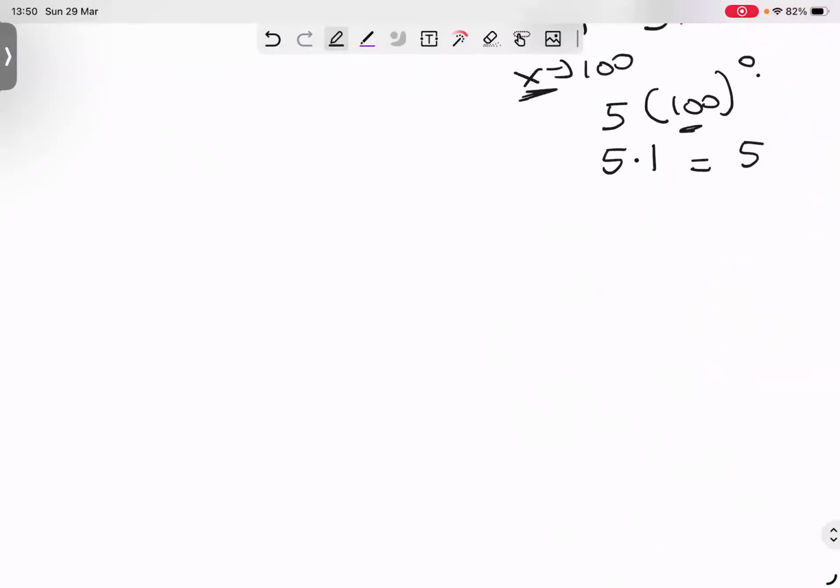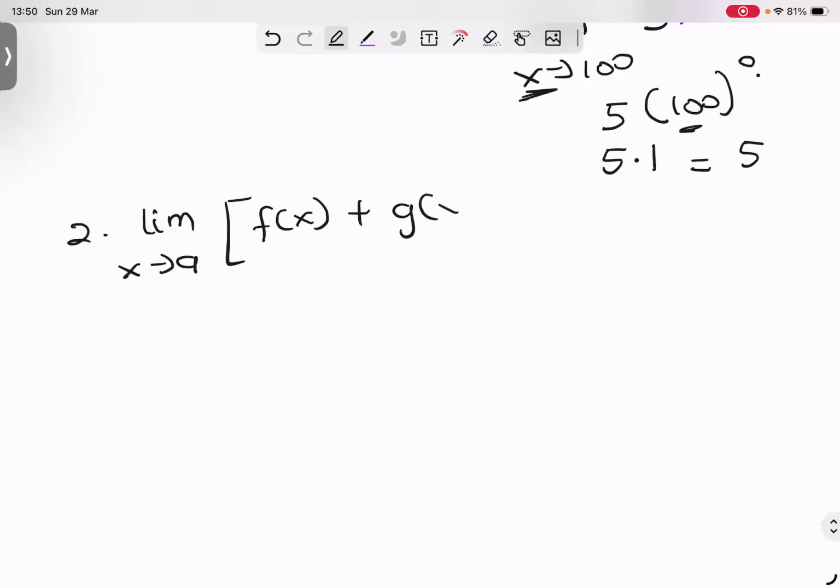Then let's look at the second property, which is known as the sum rule. Given the limit as x approaches a of the sum of two functions, f of x plus g of x, the second property states that we can separate the sum. If you want to find the limit of the sum, this is the same as the sum of the limits. So the limit of the sum of two functions is the same as the sum of their limits. Essentially, split the functions into two and then apply the limits individually.